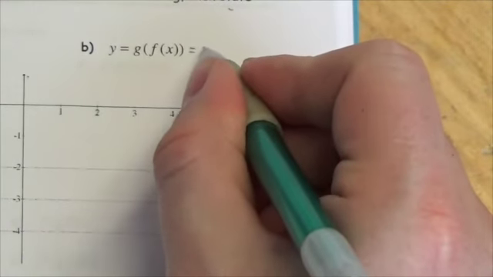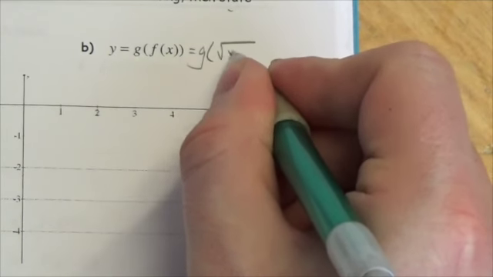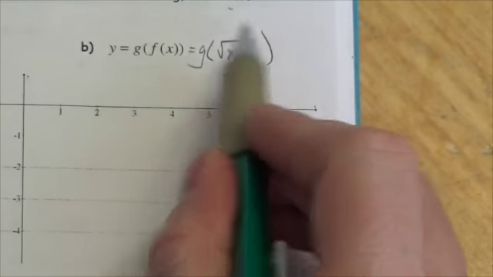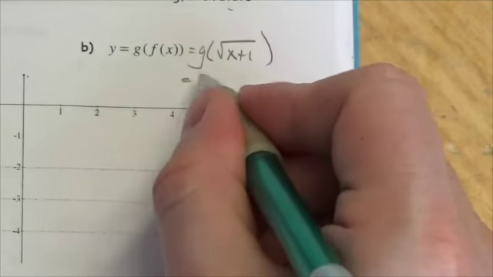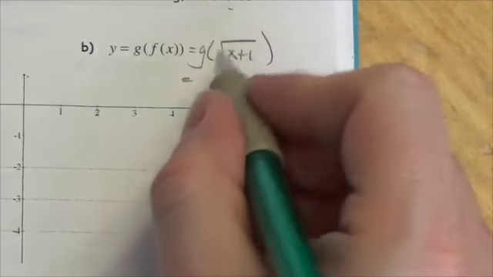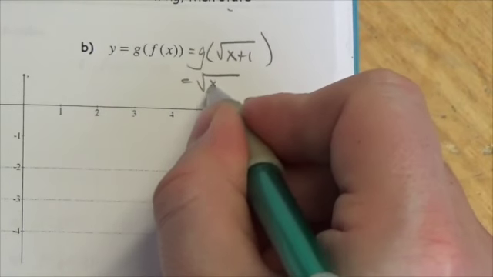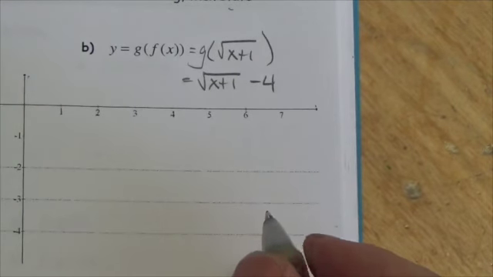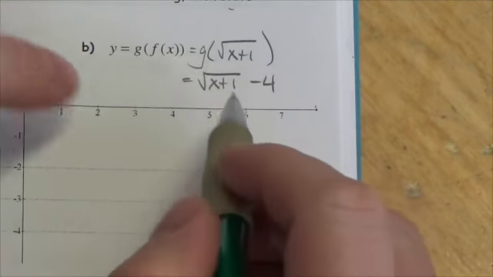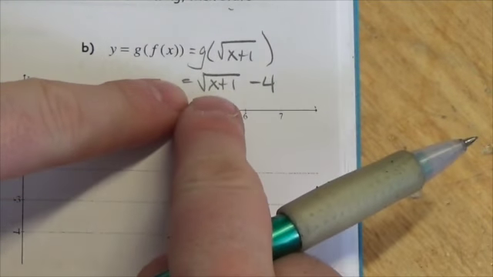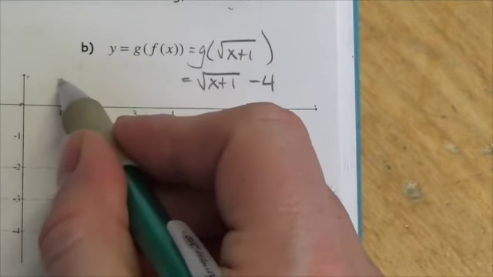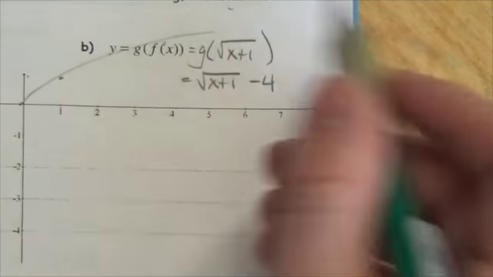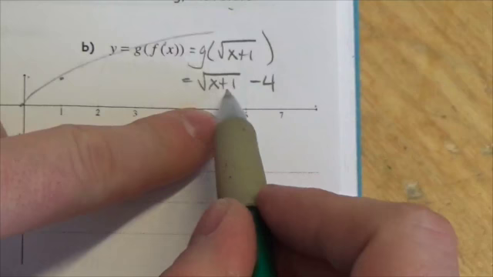So f of x is the square root of x plus 1. And remember what g does. g takes this thing right here, takes the independent variable and subtracts 4 from it. So it's going to be the square root of x plus 1 minus 4. Now, I already know basically what this should look like here. I know what the square root of x should look like. It should start here. This goes 1 over 1 up, over to 4 over 2 up. It looks like this. What transformations have I applied here?